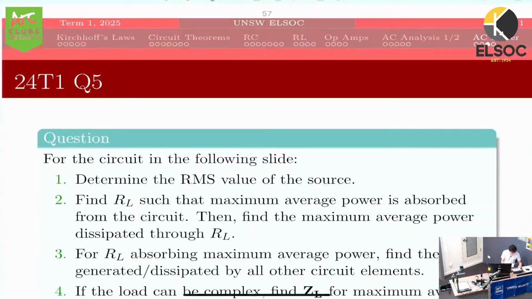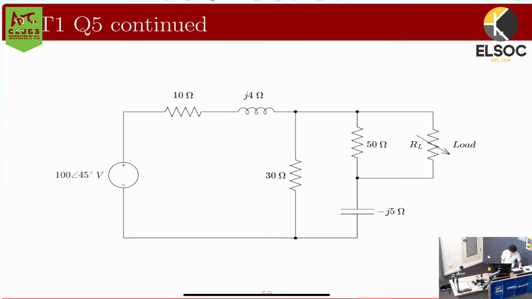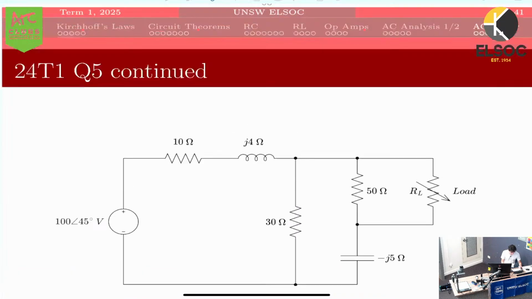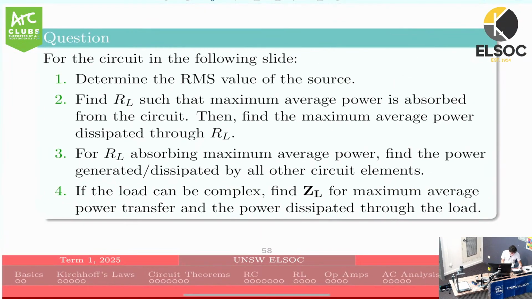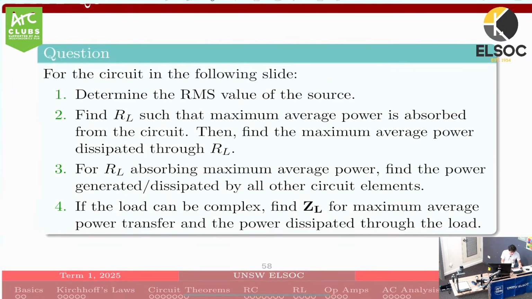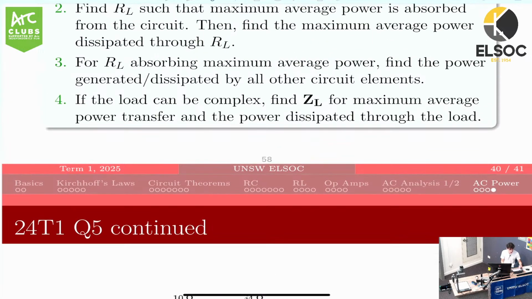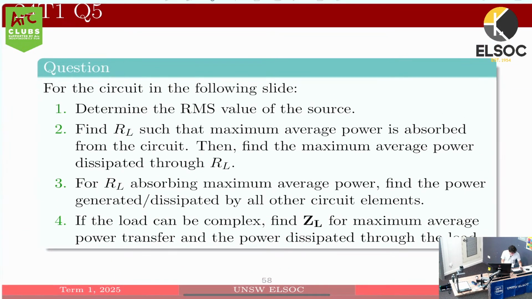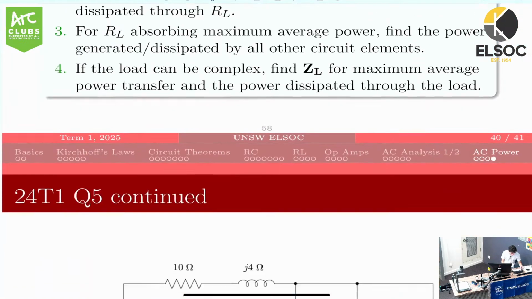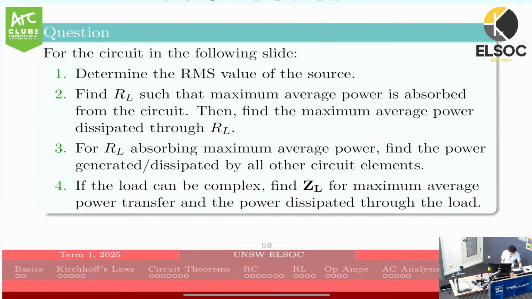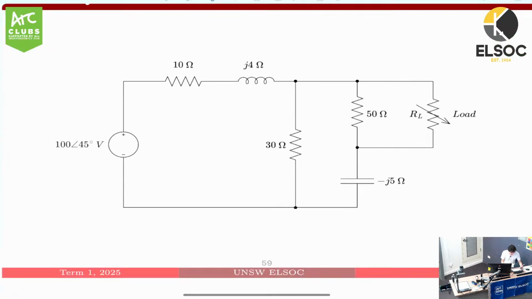All right, I'll just quickly go through the last problem. It's actually pretty involved. Yeah, it's quite long. But I can do the first part, and then I'll explain the last 3 parts pretty quickly. So the first part, we'll look through the circuit. It says determine the RMS value of the source. So that's the source. Oh, this is the source.